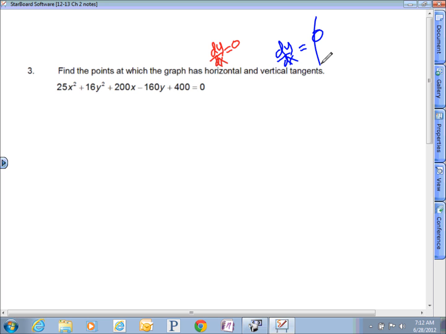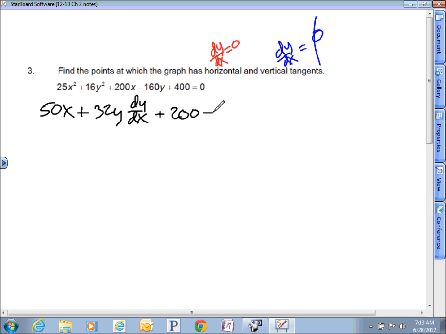So to find tangents, you're always going to use a derivative. So let's find our derivative. So derivative of this thing, how about 50x plus 32y? Oh, and that y is still a function of x, so times dy over dx using chain rule, plus 200 minus, this is the one that people mess with.